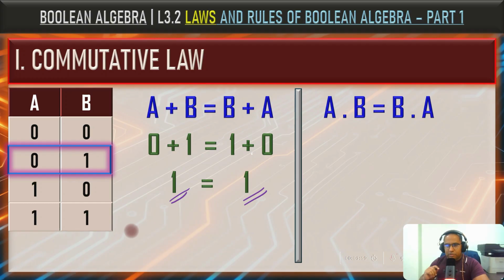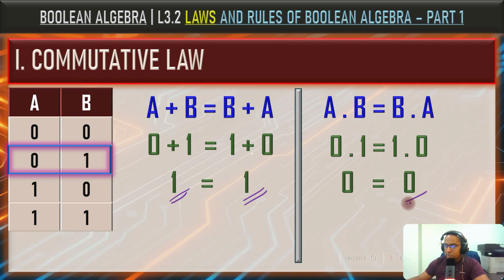Let's assign the same logical values to their variables. For example, 0 times 1 equals 1 times 0. According to the pattern of Boolean multiplication, 0 times 1 is 0, and 1 times 0 is 0, like this. We reach the same result for both sides. Okay? Let's try another possible combination.